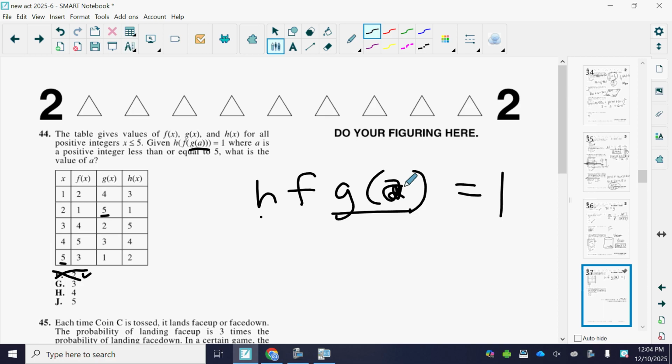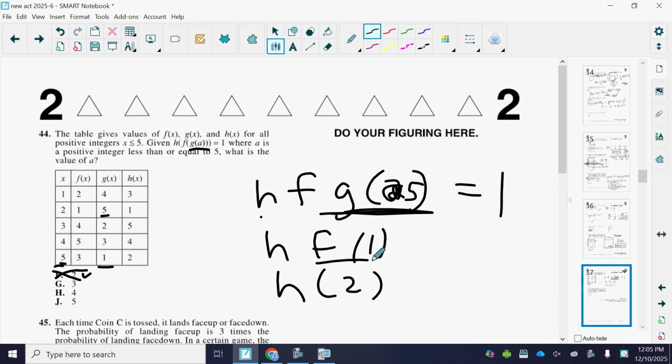They would do that to me, huh? And make the last one the right answer. Let's see. What's g of 5? 1, huh? What's f of 1, gang? I get 2. And then what's h of 2? Yay! It was the last one.